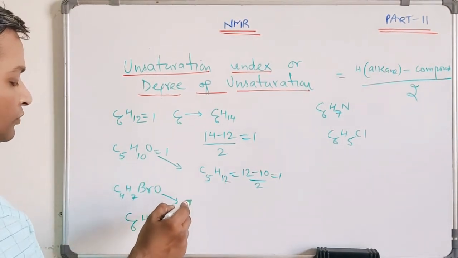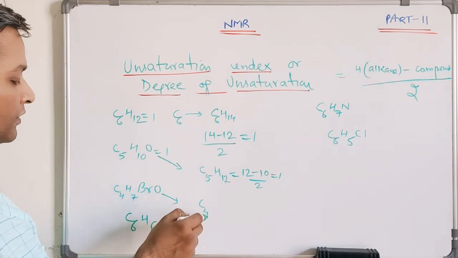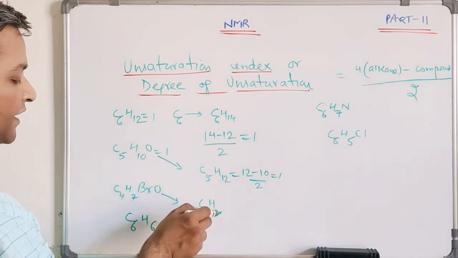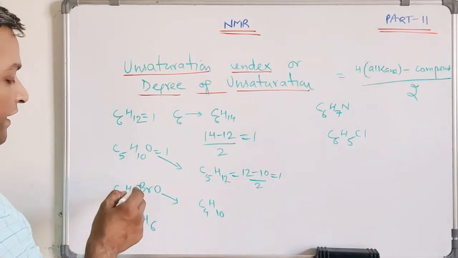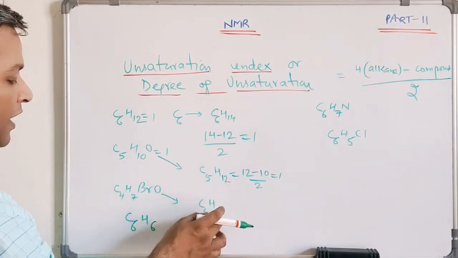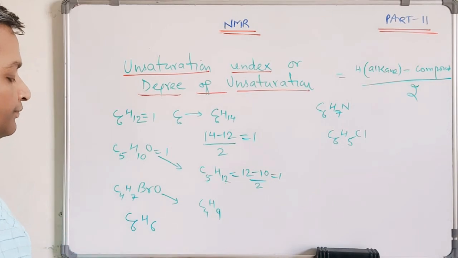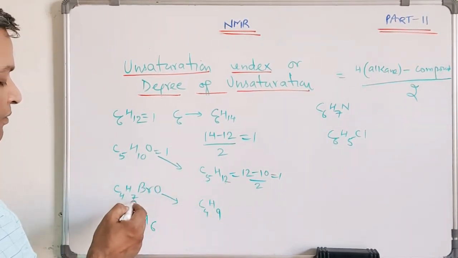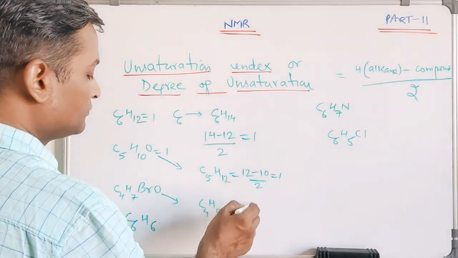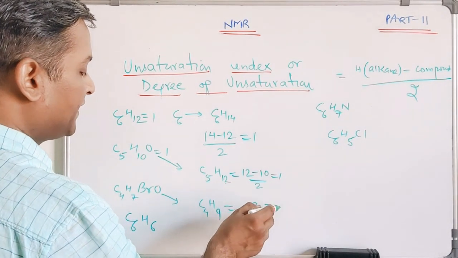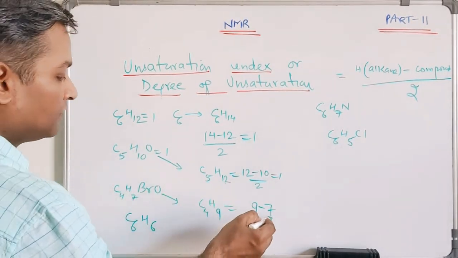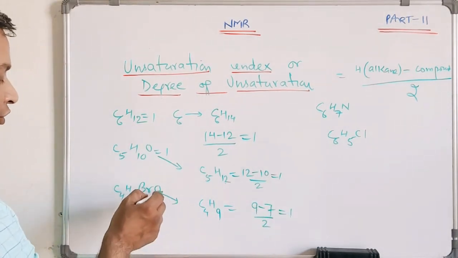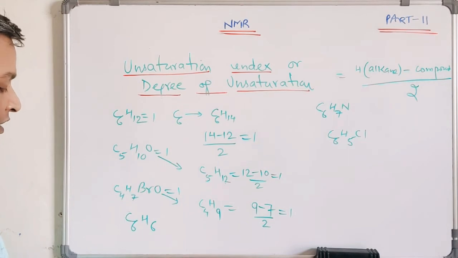See this compound, C4. The corresponding alkane proton count should be H10. It contains bromine, so decrease hydrogen by 1. Oxygen does not cause any effect. Now 9 minus 7 protons of this, divided by 2, is equal to 1. The unsaturation index of this compound is equal to 1.